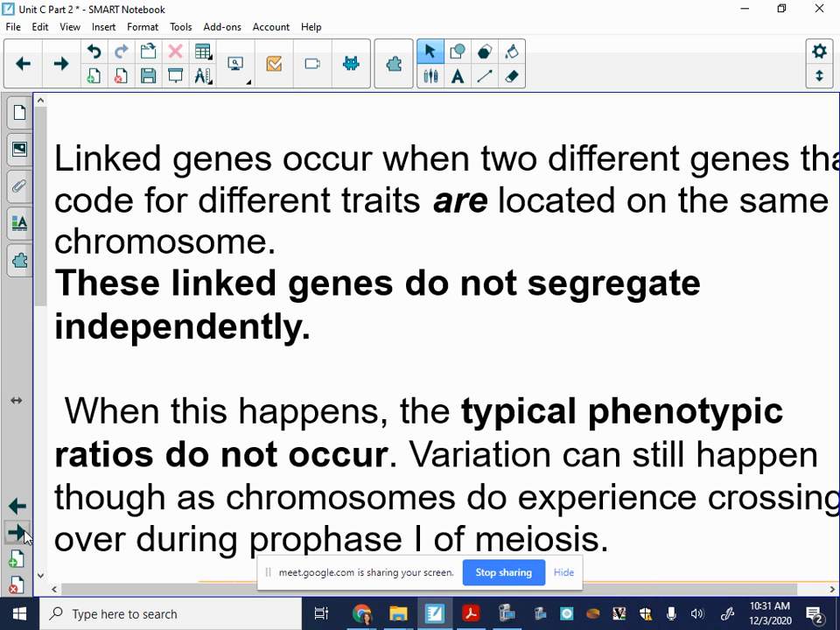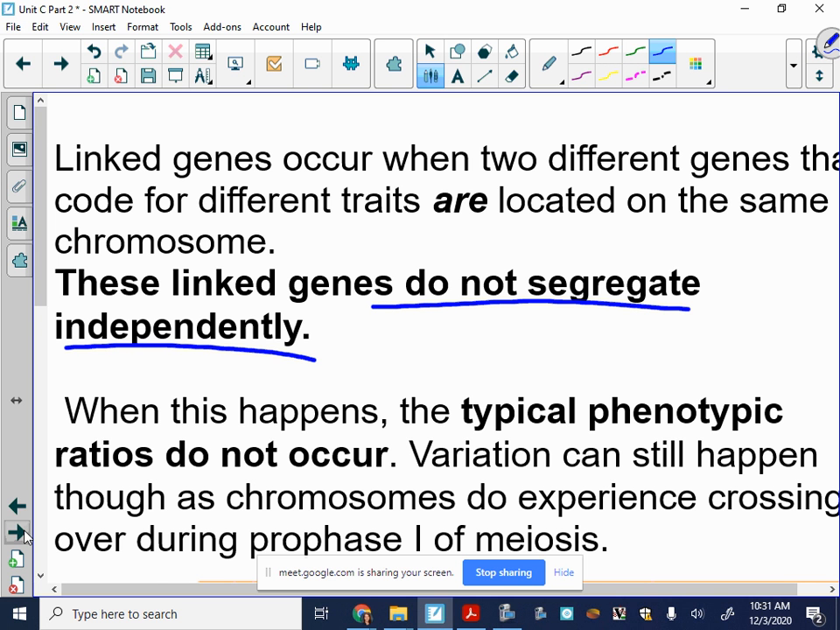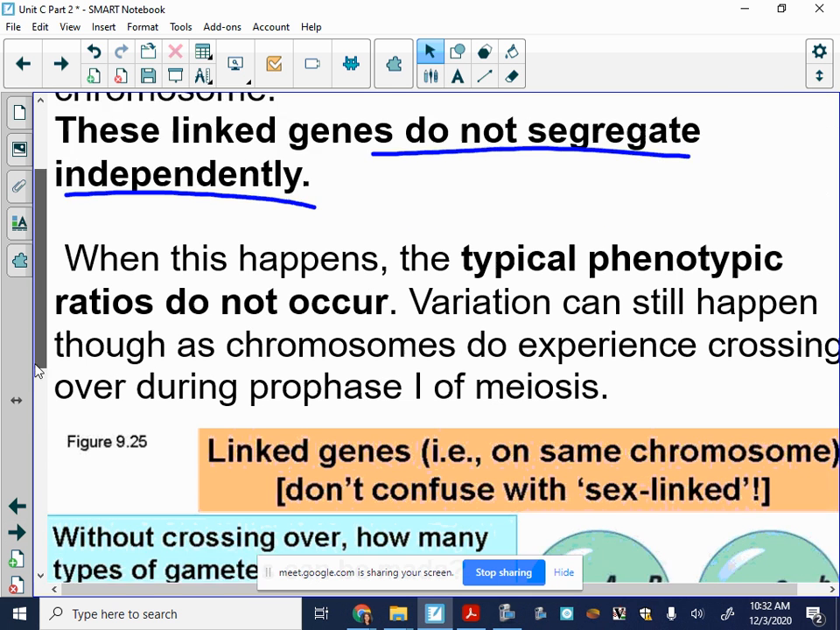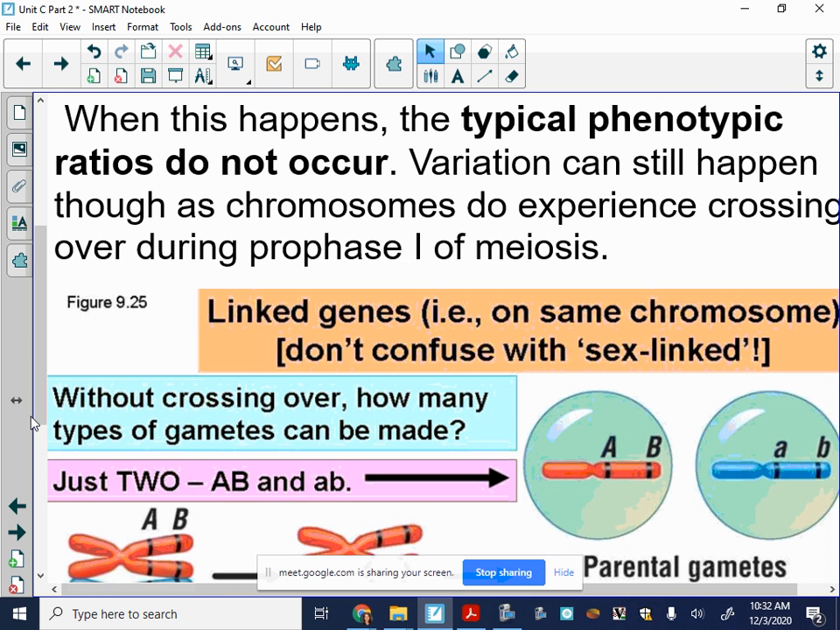So we are talking about our linked genes. Remember, they are located on the same chromosome, and they do not segregate independently during meiosis. So if you have gene A and gene B on the same chromosome, they will always travel together. When this happens, you get a typical phenotypic ratio. These do not occur. You still get some variation because of crossing over during prophase 1.